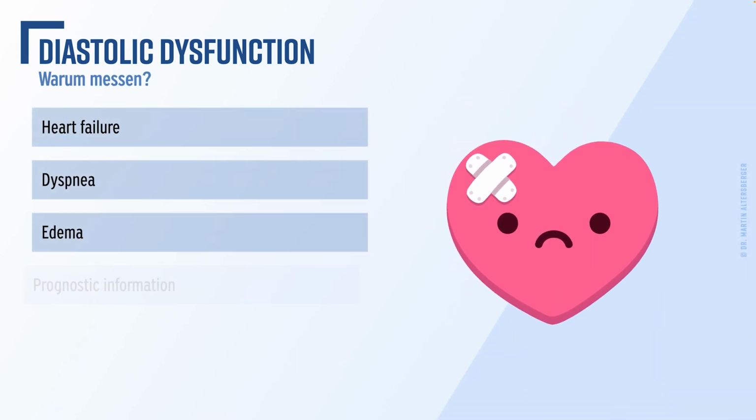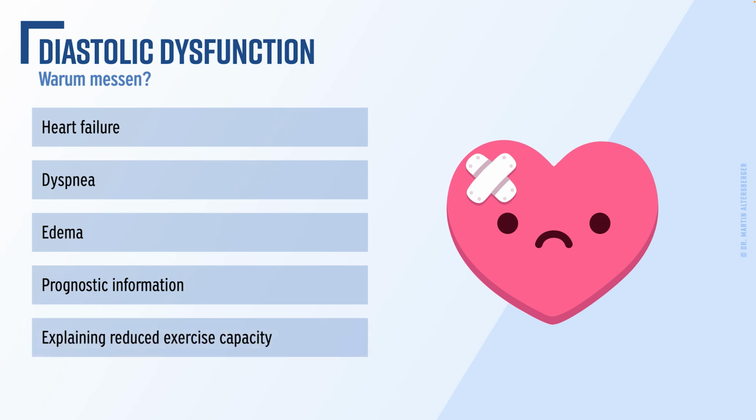Of course, it is a form of heart failure. Heart failure with preserved ejection fraction is defined by measurements of diastolic dysfunction. Furthermore, it helps us in identifying heart failure patients who have dyspnea, patients with edema. It adds prognostic information in patients with heart failure with reduced, mildly reduced, and also preserved ejection fraction. And furthermore, we will be able to explain why a patient has a reduction in exercise capacity.